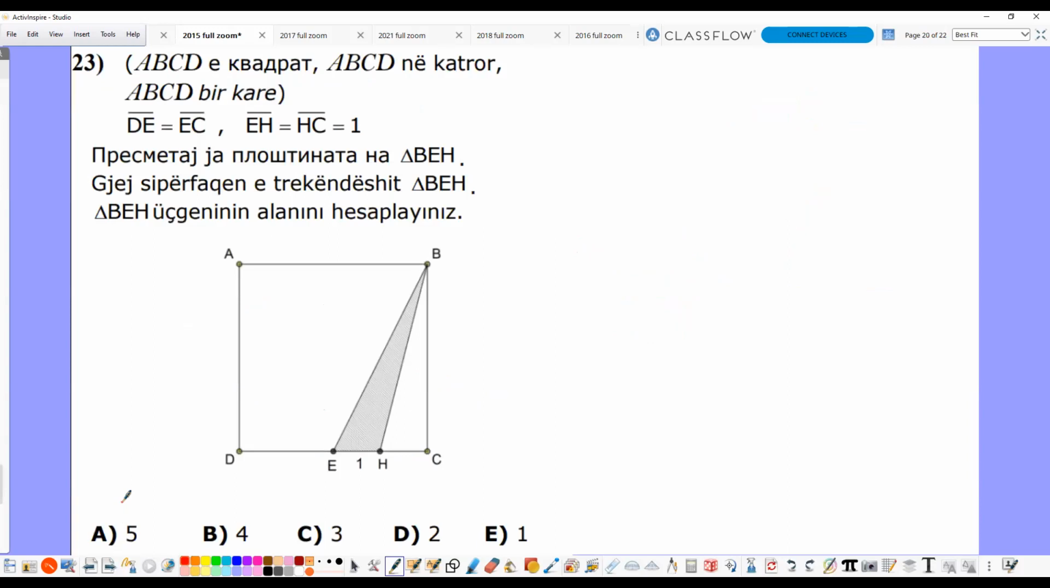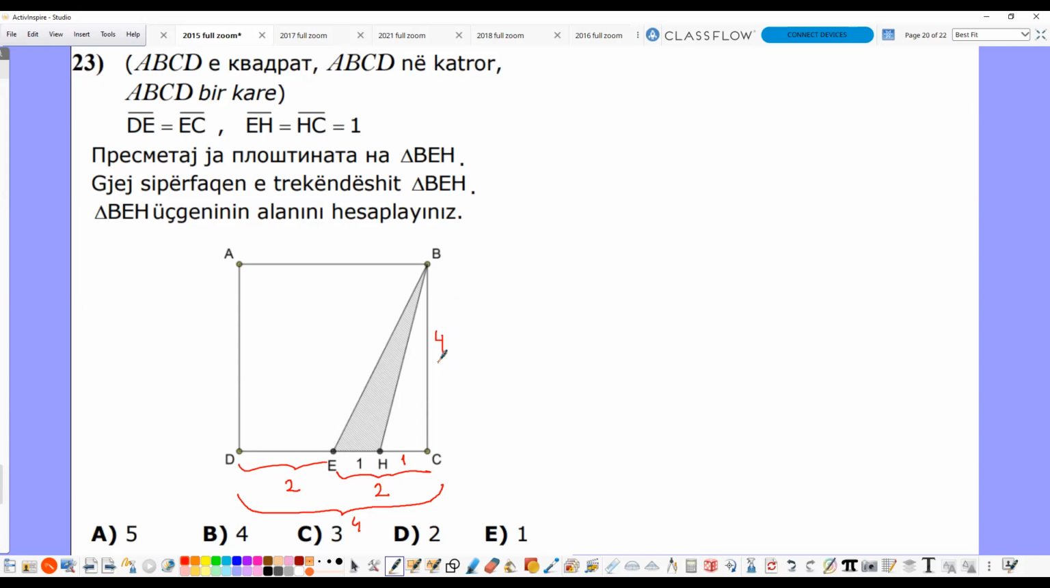Okay, and this is not the last exercise. Here is one square, and it's asking to find the shaded region, but it says that DE is equal to EC. It means that this length is equal to this one, and at the same time, EH is equal to HC. Pardon, this is 1. HC is equal to 1. Then EC is equal to 2. So this is also equal to 2. So total side is equal to 4. And this side also is equal to 4.